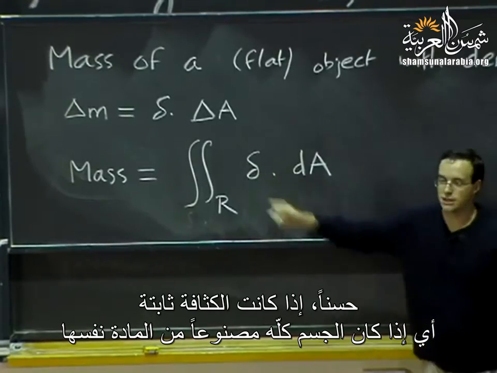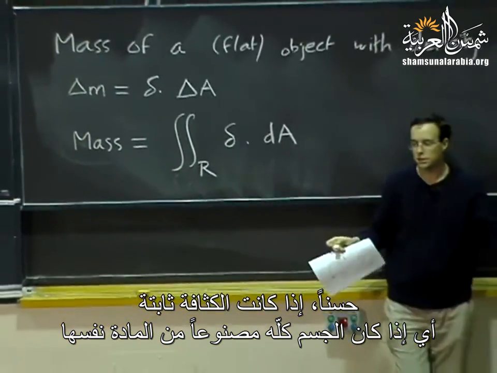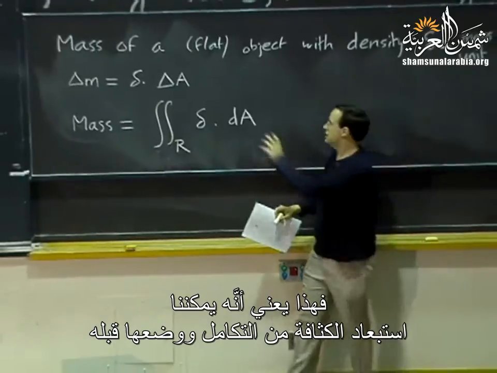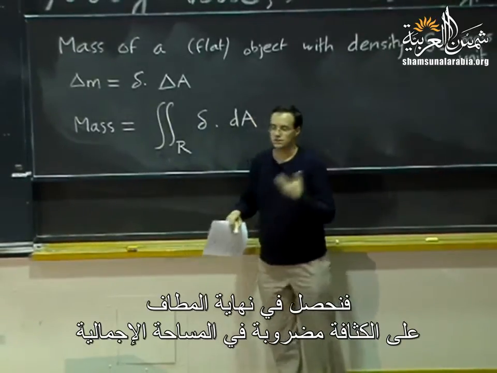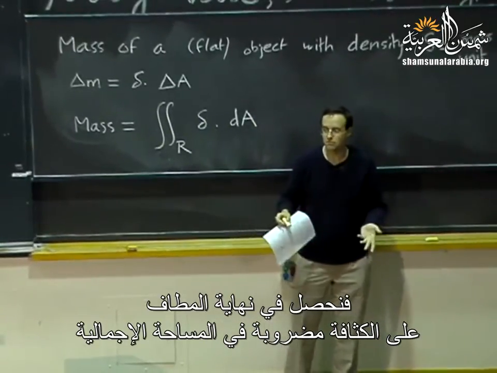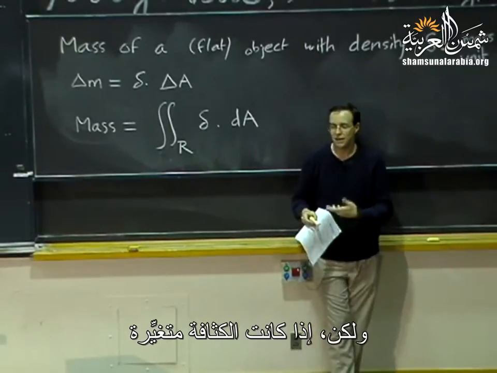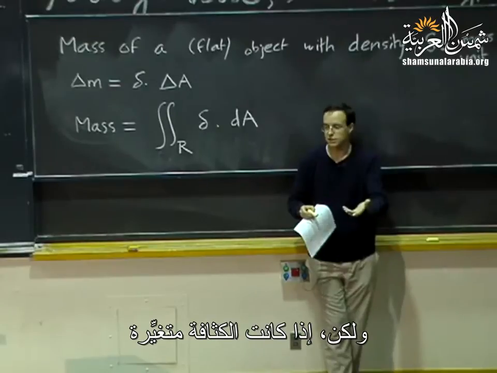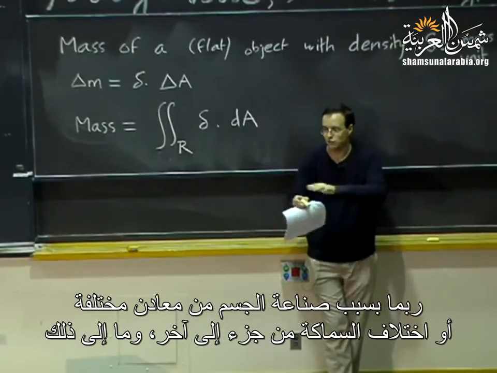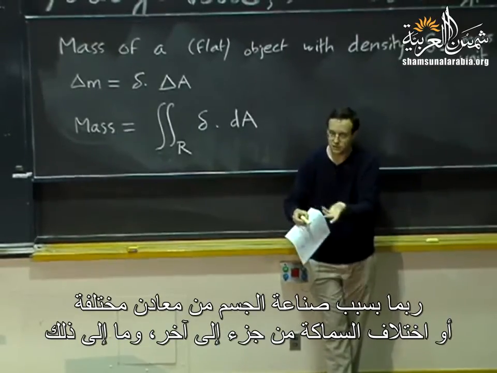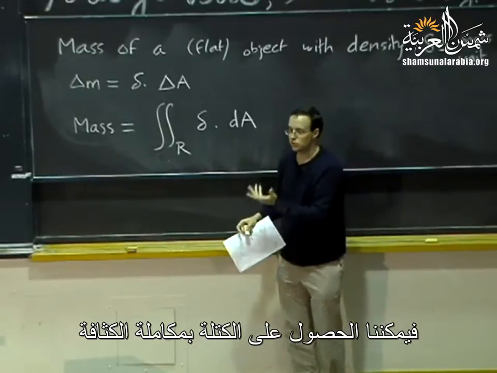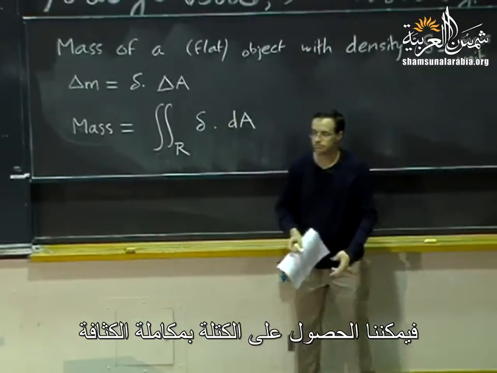Now, if it has constant density, if it's always the same material, then of course you could just take the density out and you will get density times the total area, if you know that it's always the same material. But if actually it has varying density, maybe because it's some metallic thing but with various metals or with varying thickness or something, then you can still get the mass by integrating the density.